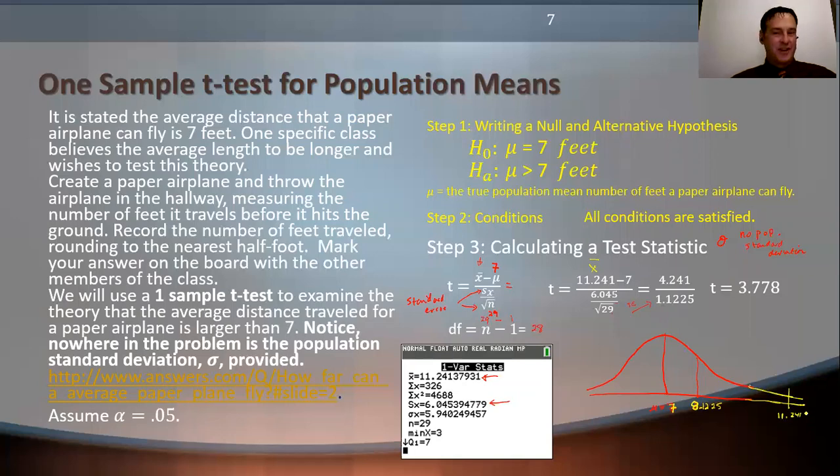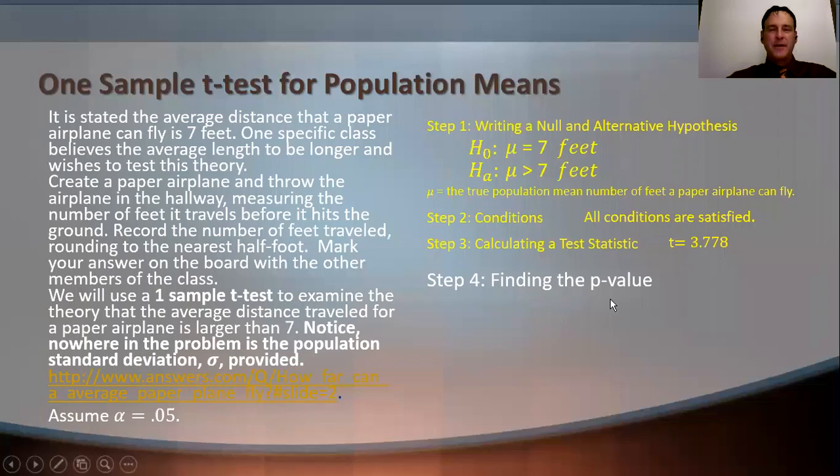Okay, and I have to shade. And which way will I shade? Well, because my alternative says greater than, I'm going to shade to the right. What does that mean? I'm going to find the area, or the probability, of getting a mean as big as ours, 11.241 from a sample of 29, or higher. When I say higher, meaning this average or an average that's higher. So I'm going to use this information with a new command called tcdf, and I'll do that on the next slide.